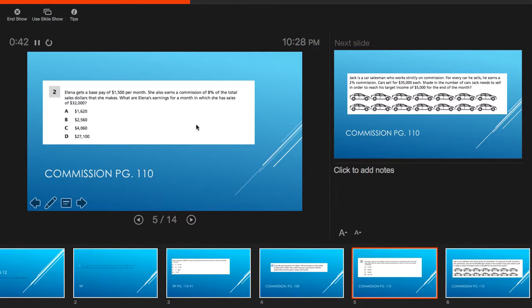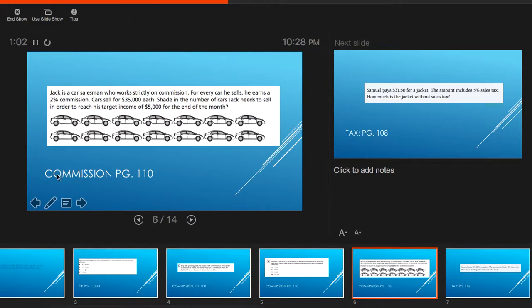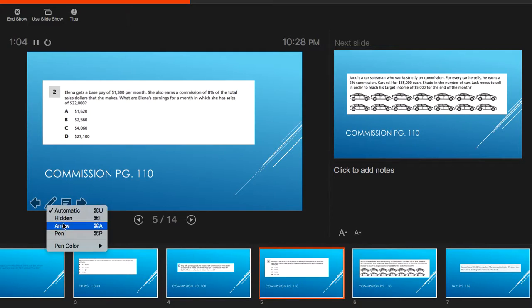All right, let's look at this next one. Elena gets a base pay of $1,500 per month. She also earns a commission of 8% of the total sales dollars that she makes. What is her earnings for a month when she has sales of $3,200? Okay. So again, we're going to look at this. We've got some important information. She gets this, plus she gets 8% of everything she sells, okay?